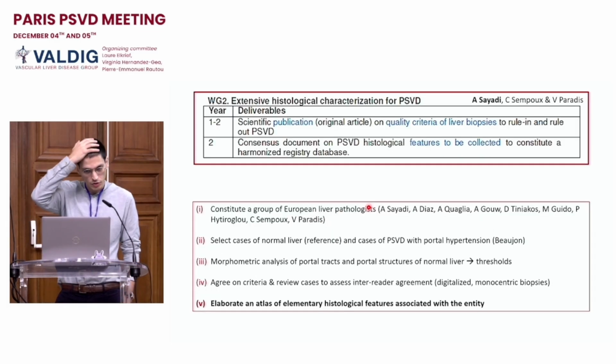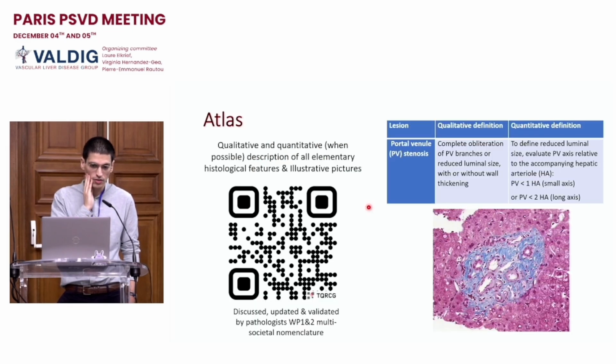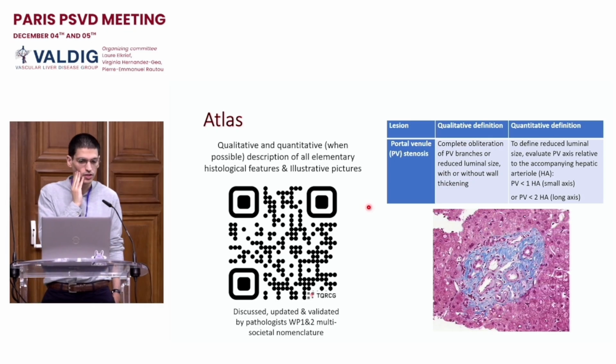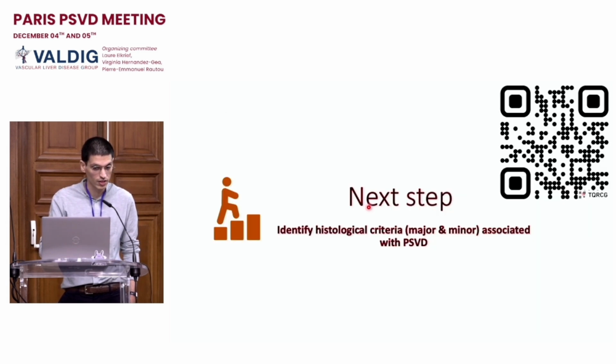So finally, after all this work, we wanted to translate this into a practical tool. So we created a comprehensive atlas that describes both qualitative and, when possible, quantitative descriptions of all elementary histological features. Here is the QR code if you want it, and if you don't have time, it's on the next slide and even in the conclusion.